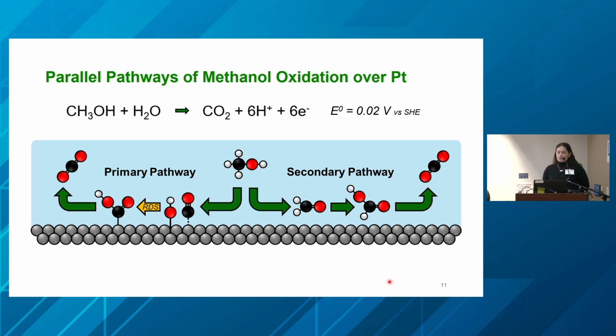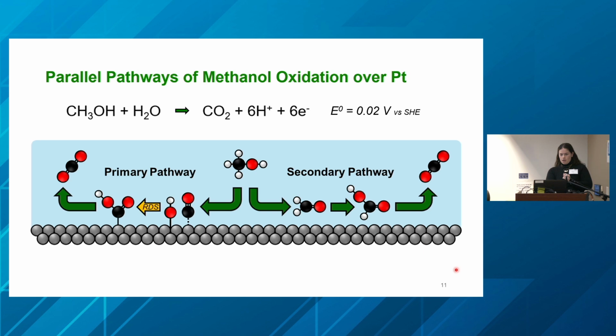So the primary pathway is through the formation of adsorbed CO. And the rate determining step of this pathway is adsorbed CO and the chemical coupling of a surface hydroxide to form a COOH intermediate, which is this guy right here, and which can further oxidize to form the dominant product of CO2. Or it can undergo a secondary pathway.